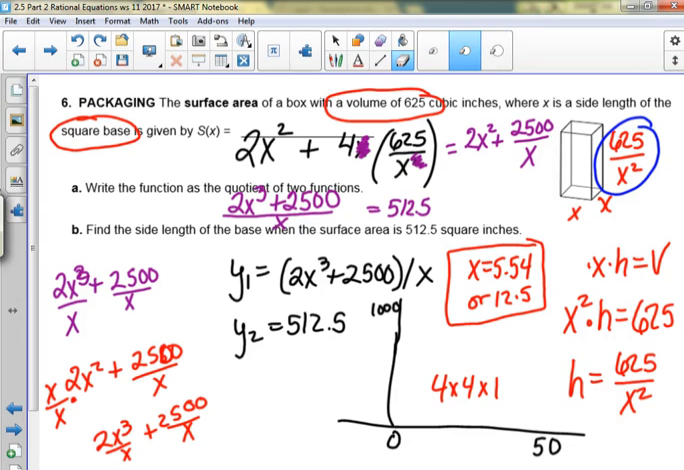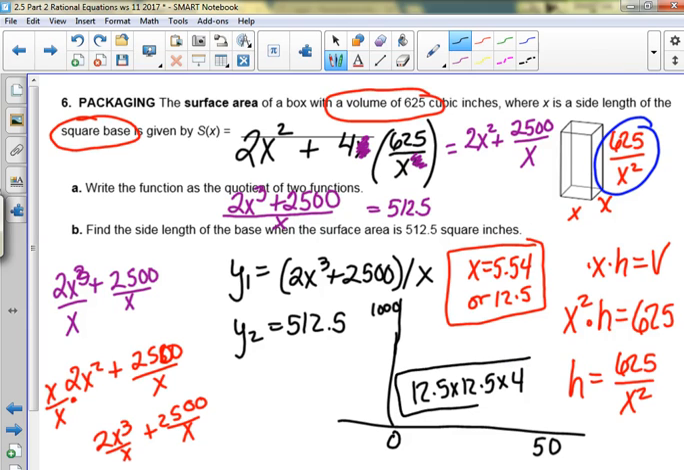No. It would be 12 point, I told you to type in 12.5, right? It'd be 12.5 by 12.5 by 4. Yeah, just 12. Okay. The other option would be 5.54 by 5.54 by, what's 625 divided by 5.54 squared? About 20.4?